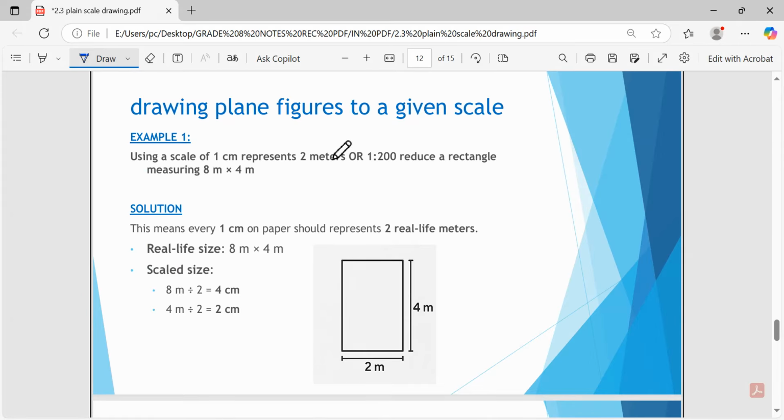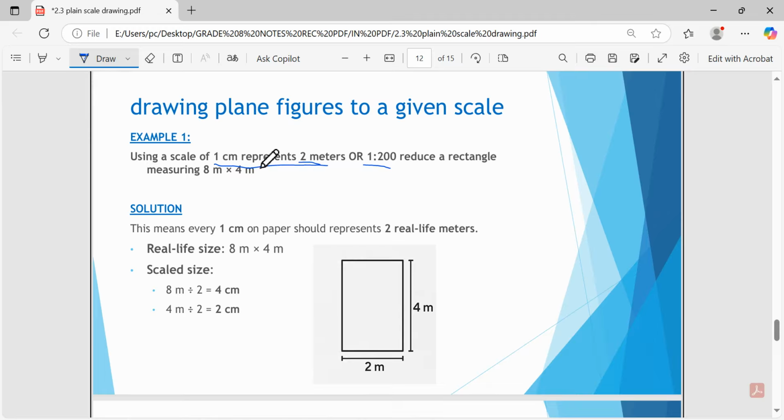Now we can do drawing of plane figures to a given scale, and also that is plane scale drawing. For example, you are told using a scale of 1 centimeter to represent 2 meters, or 1:200. Remember, I told you 1:200 means 1 centimeter represents 200 centimeters. So 200 centimeters is the same as 2 meters.